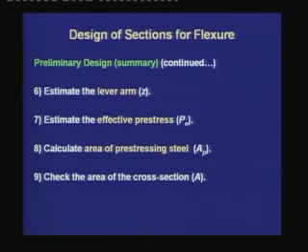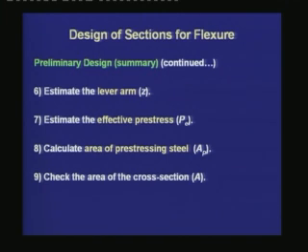Then we estimate the effective prestress. The effective prestress is equal to the moment divided by the lever arm, and from the effective prestress we calculate the area of the prestressing steel, which is given by the prestress divided by, say, 70% of the characteristic strength. Finally, we check the cross section A to make sure that it is not too far off from the allowable stress which is expected near the CGC.